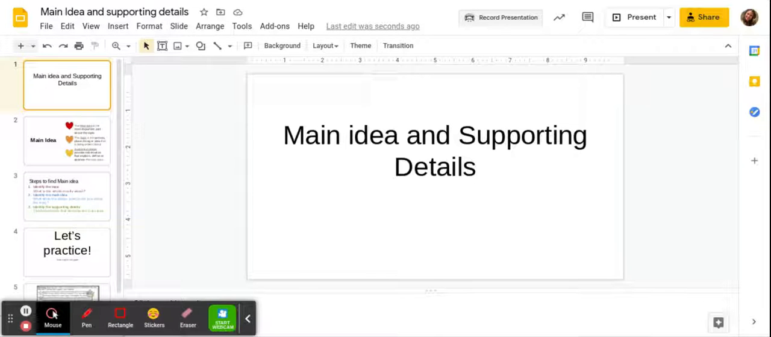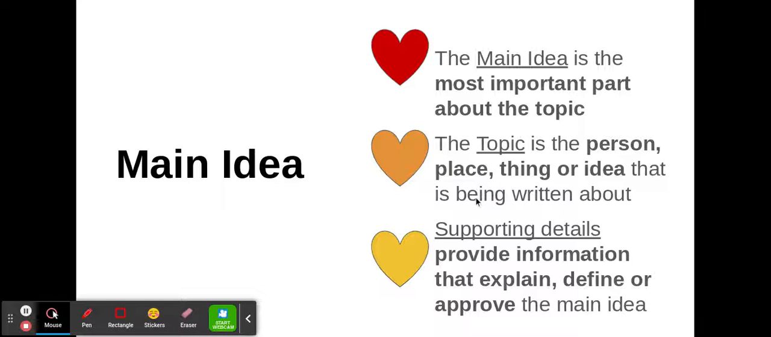Hello, third grade. This week we are going to be practicing how to identify the main idea and supporting details in a story. So, the main idea is the most important part about the topic. The topic of the book is the person, place, thing, or idea that is being written about, and the supporting details provide information that explain, define, or prove the main idea.